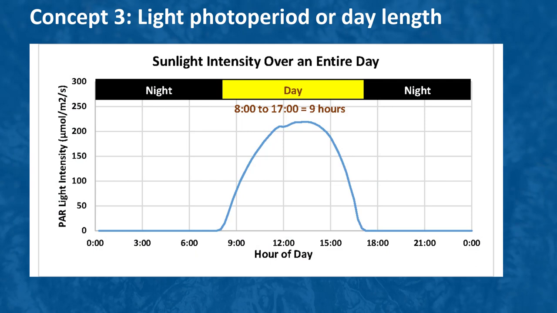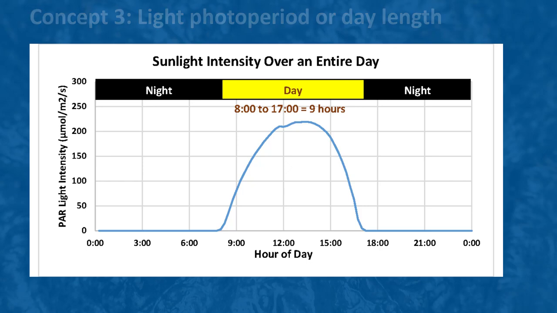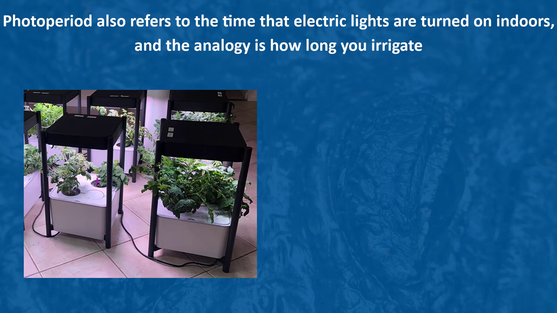The duration of the light period during 24 hours is called the photoperiod or day length. For example, under natural sunlight in the winter, dawn was at 8 a.m. and dusk at 5 p.m. That gives a photoperiod of 9 hours. Photoperiod also refers to the time that electric lights are turned on indoors without sunlight. The longer the photoperiod, the more light energy we're able to give to the crop over 24 hours.